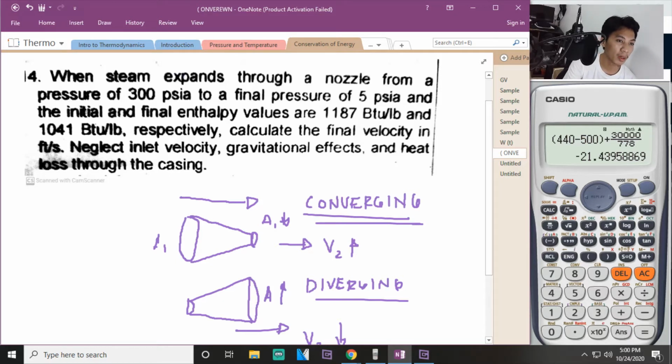exam. Ngayon, going back, meron ka daw dito from a pressure of 300 psia. So, initial pressure, 300 psi, to a final pressure of 5 psia. Bumaba yung pressure. Okay, and an initial and final enthalpy values, respectively. Calculate the final velocity in feet per second. Neglect yung inlet velocity, gravitational effect and heat loss through the casing.